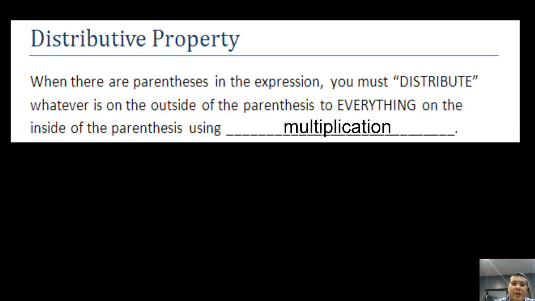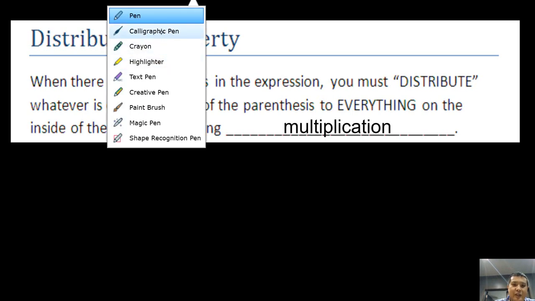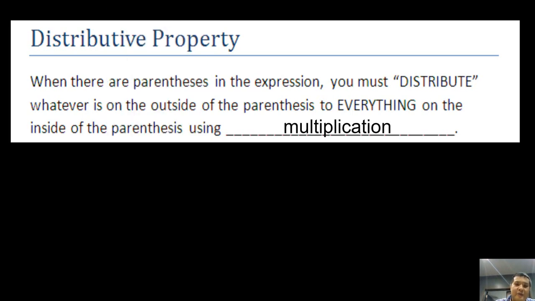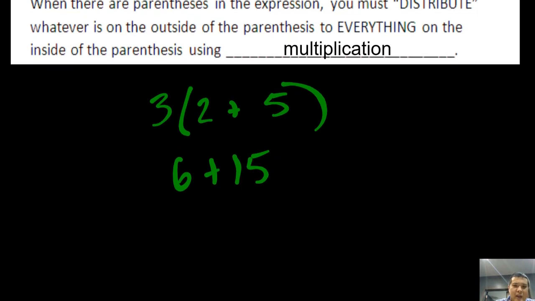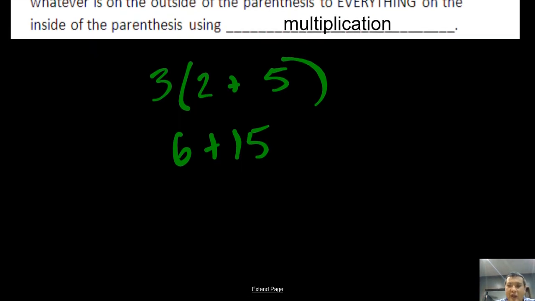So last year, you guys did something that looked like this. At the very beginning of the year, you did something like 3 times (2 plus 5), and you distributed this 3 into the 2 and the 5 to get 6 plus 15. You may have done this using an area model that we'll show later, but that's something you did last year.